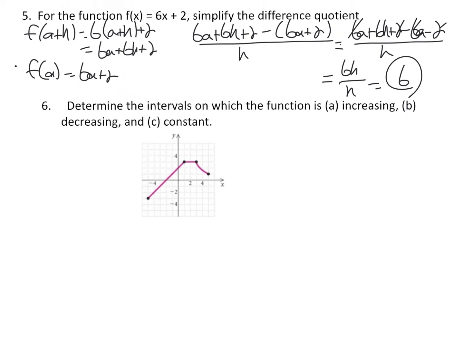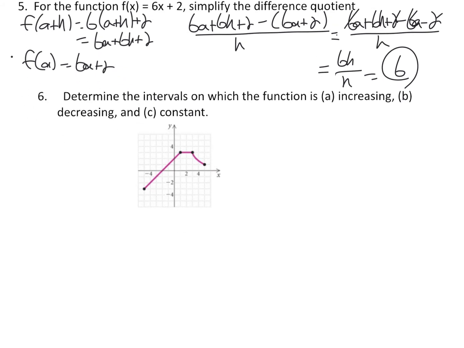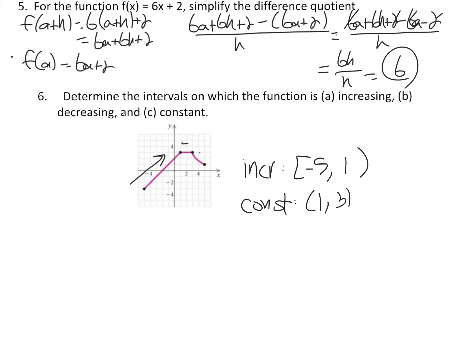It's kind of bad. Number 6, find the intervals here: increasing, decreasing, constant. It is definitely increasing on this part of the graph right there. Remember, use only the x. It's increasing from -5 to +1. Then it is constant from +1 to +3 right here. And it's decreasing from +3 to +5 where it ends.